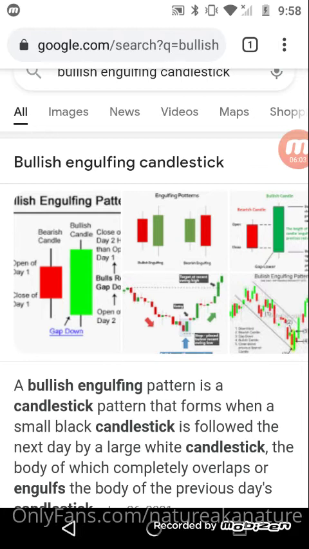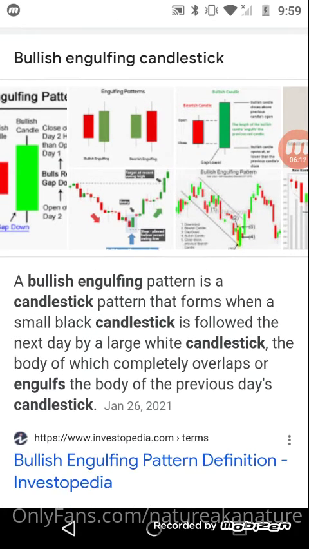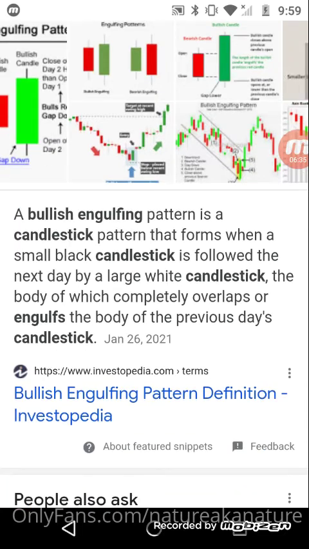So a bullish engulfing pattern is a candlestick pattern that forms when a small black candlestick is followed the next day by a large white candlestick, the body of which completely overlaps or engulfs the body of the previous day's candlestick. So let's show some examples. Actually, let's go to Investopedia. Just look at everything. What is a bullish engulfing pattern?